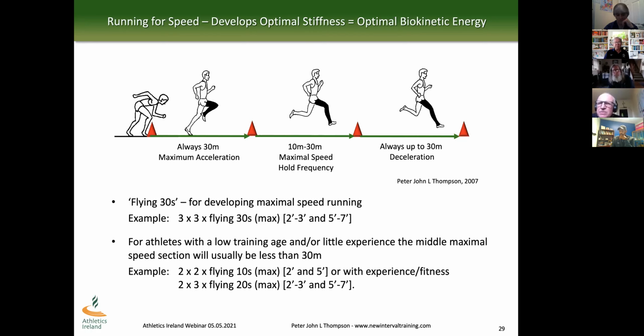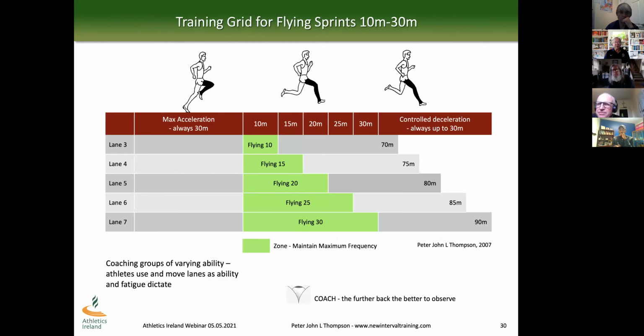But as coaches, you're probably working with groups. I certainly do. And so I developed my flying 10 to 30 meter training grid. On the back straight, I'll put cones at the beginning here, I'll put cones after 30 meters. And then in each lane, I'll put a cone at 10 meters, 15, 20, 25, 30 meters. And then I'll put cones for 70, 75, 80, 85, and 90.